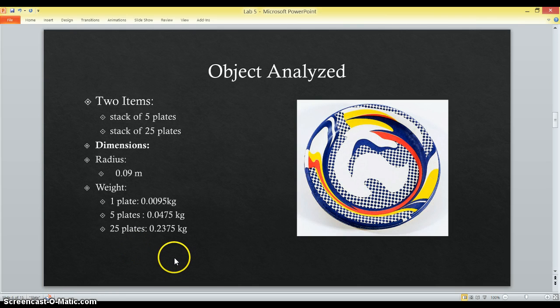Going back to the objects analyzed, we have two items, a stack of 5 plates and a stack of 25 plates. The dimension of each plate is 0.09 meters. Also, the weight of one plate is equal to 0.0095 kilograms. This leads to 5 plates having a weight of 0.0475 kilograms and 25 plates having a weight of 0.2375 kilograms.